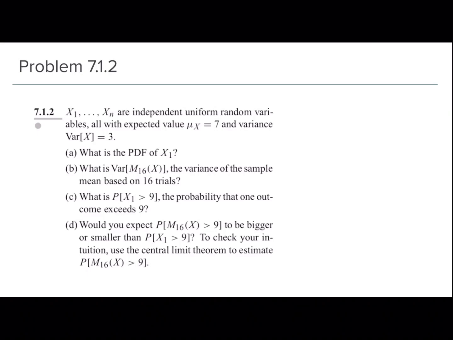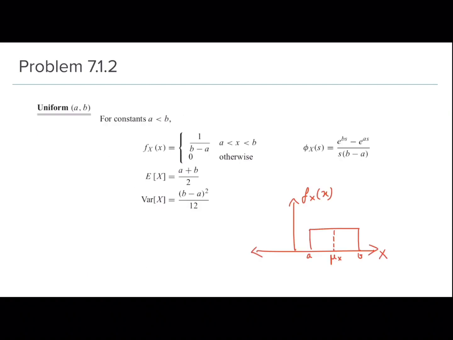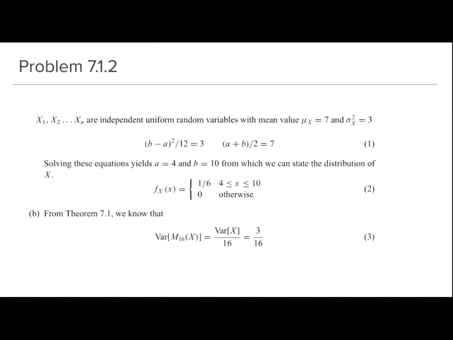Right, so first let's see what we know about X1 and M16 of X. About X1 we know that the variance is 3, and about M16 of X we know that the variance, we found it out to be equal to 3 by 16, and the mean for both of these will be equal to 7. So basically variance or standard deviation denotes how far apart or how much the curve spreads away from the mean.